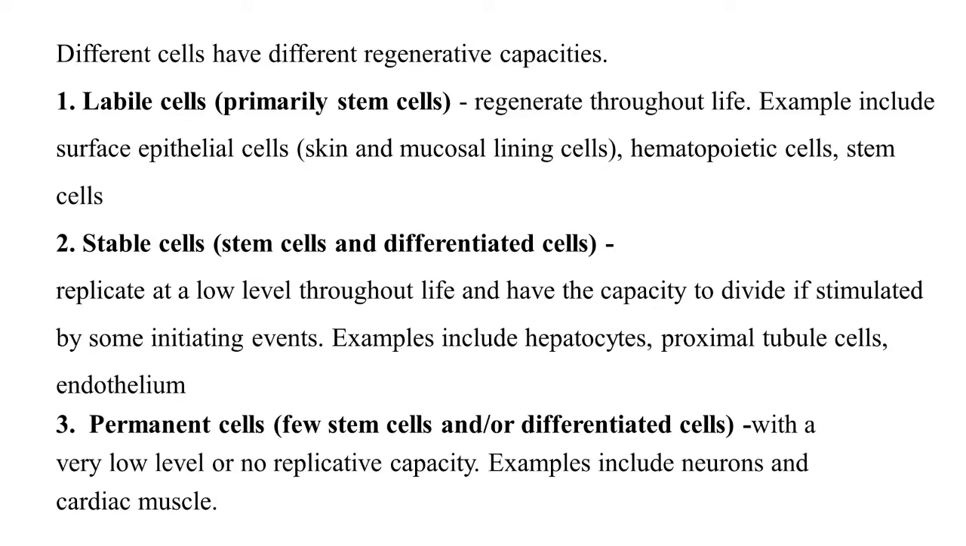With stable cells, they replicate, but they replicate slowly or at low level throughout life and have the capacity to divide if stimulated by some initiating event. Examples include hepatocytes, the liver cells, proximal tubule cells, and endothelium. A typical example is the hepatocytes, the cells found in the liver. It's a stable cell. They regenerate, but they do not regenerate fully.